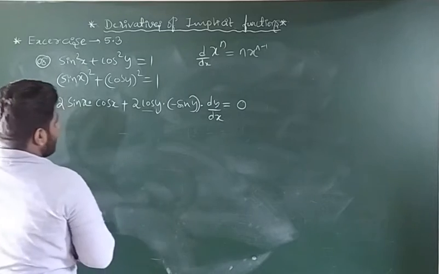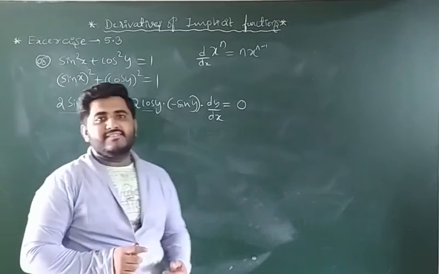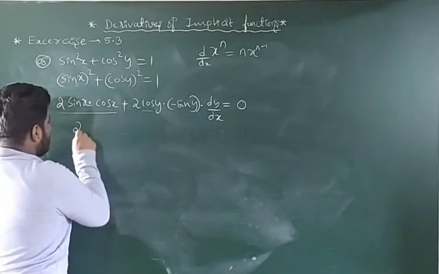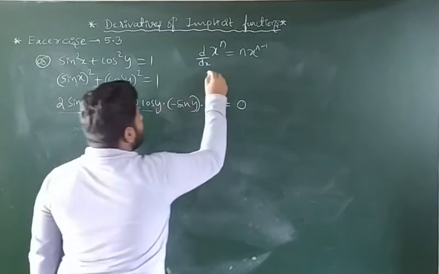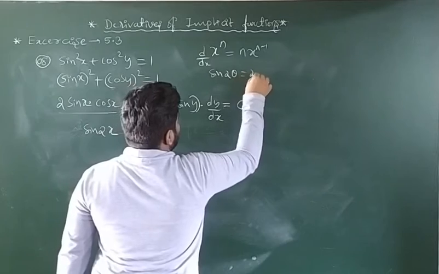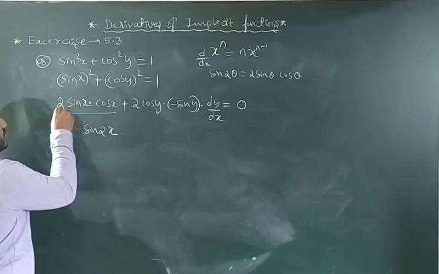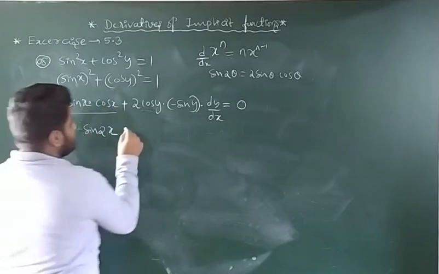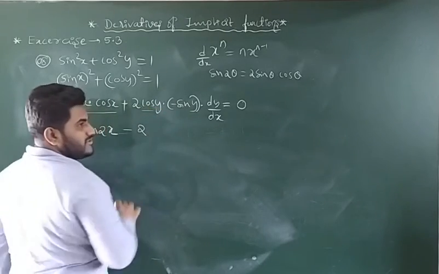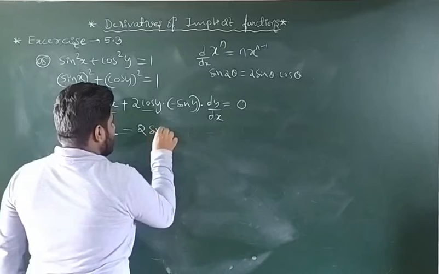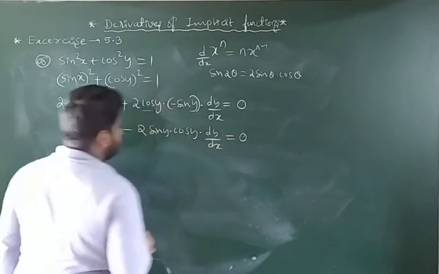So what should we do now? This is 2 sin x into cos x, nothing but 2 sin theta into cos theta is sin 2 theta. So nothing but sin 2x. Formula again same, sin 2 theta is 2 sin theta into cos theta, so in place of theta we are having x. So 2 sin x into cos x is sin 2x, plus minus. Again here, carefully see here guys, cos y into sin y is there. We can write 2 sin y into cos y into dy by dx equal to 0.